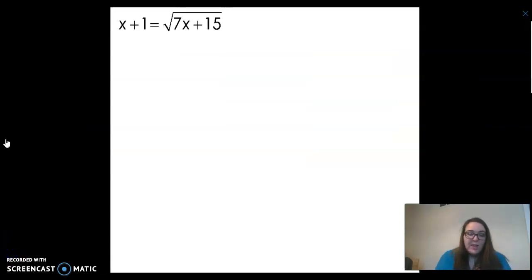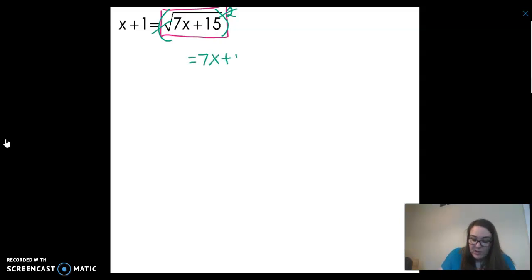Alright, on a problem like this one right here, we notice, hey, my square root is already isolated. That's awesome. Great. When we square both sides, it is important that we do it correctly. When I square the right side, pretty easy. I'm just going to end up with the 7x plus 15. What is not as simple is when I square the left side.